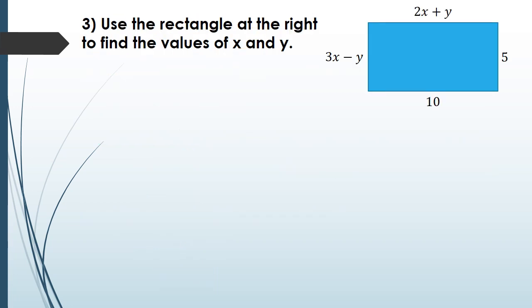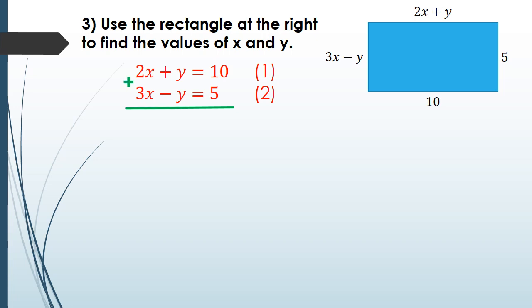The third problem, use the rectangle at the right to find the values of x and y. You know that opposite sides of a rectangle are equal. So the first equation that I can build is to say 2x plus y equals 10. And the second equation, 3x minus y equals 5. So opposite sides are equal. I have now the two equations. The coefficient of x is not the same, while the coefficient of y is the same. I can add the two equations because I have different signs for y.